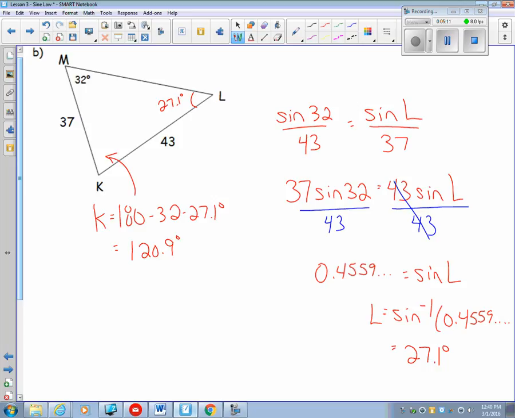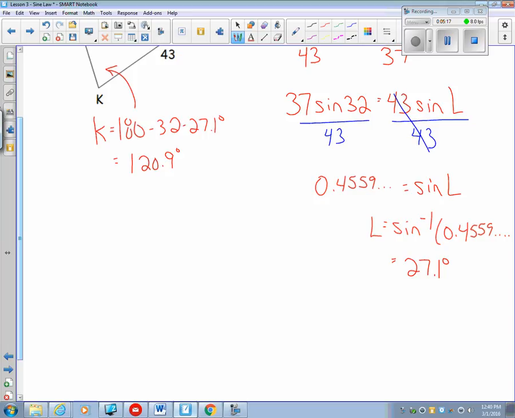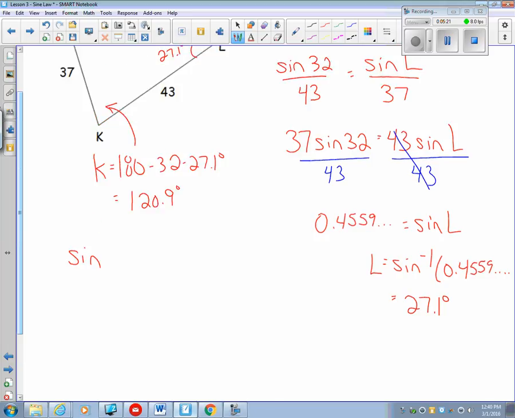Now, what am I missing? Oh, I'm missing small k. I've got everything else but the other piece. How do I find a missing side? Well, let's set up the ratio that we absolutely positively know. The sine of 32 has to go with 43.